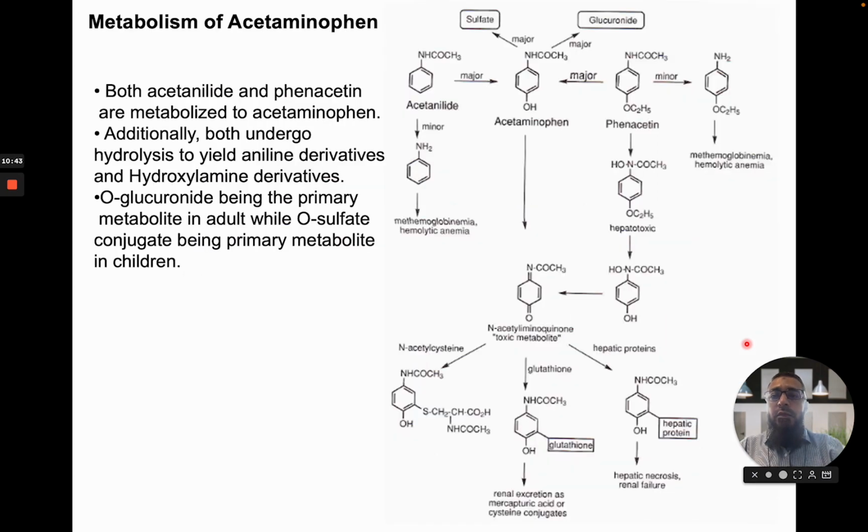Now the metabolism in the case of acetaminophen. Phenacetin is converted into acetaminophen and then the glucuronide or sulfate derivative, or the acetyl derivative, which is converted into acetaminophen, or the minor product is the aniline group. Phenacetin can also be converted into a hepatotoxic compound after oxidation at the nitrogen site, forming a hydroxylated derivative. So somehow this gives the glucuronide or sulfate derivative of acetaminophen. The O-glucuronide is the primary metabolite in adults, while the O-sulfate conjugate is the primary metabolite in children.